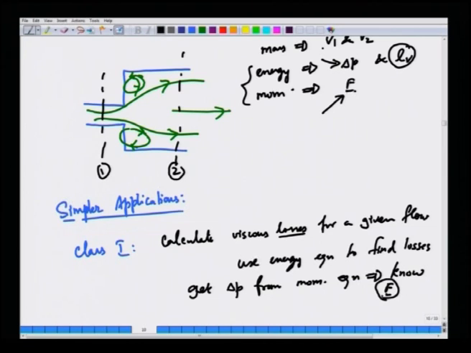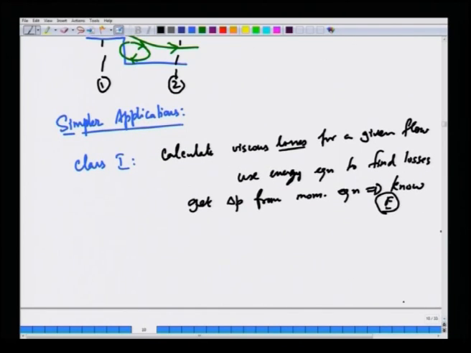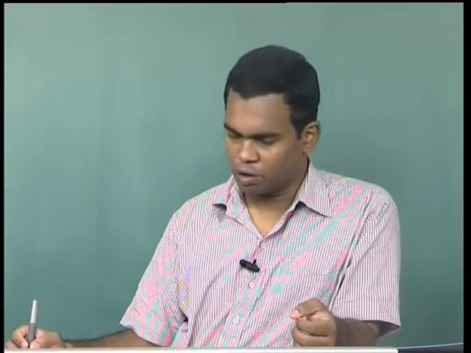So, some information about the force is required in class 1 problems if you want to calculate viscous losses for a given flow. If you have no idea about the pressure drops, then we need to appeal to the momentum balance, but there the pressure drops are related to the forces acting through the control surfaces. We need some information on the forces acting on the control surface, then we can calculate the pressure drop from the momentum balance and substitute that back in the energy balance to estimate the losses in the given application.